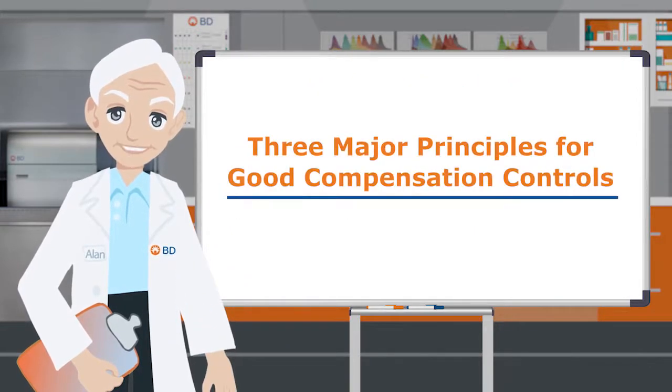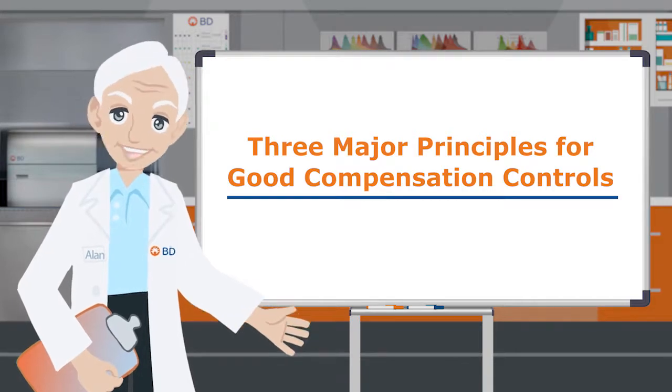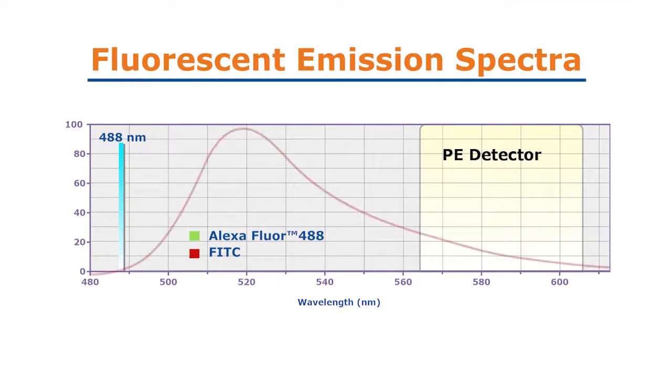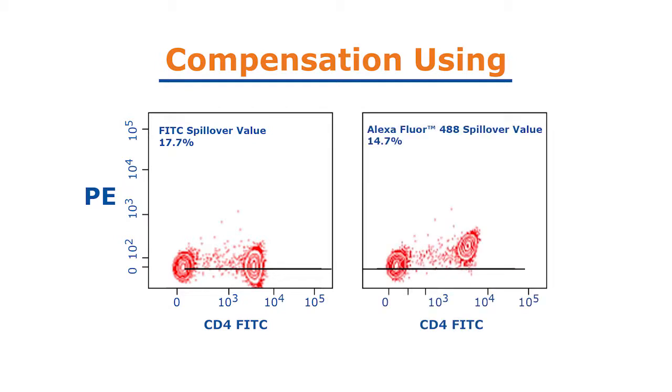Here are three major principles for good compensation controls. First, the fluorescence spectrum of the compensation control reagent must be identical to the reagent used in the experiment. Even similar fluorochromes such as FITC and Alexa 488, seen here, have slightly different emission spectra, which leads to different spillover values. As shown in this example, this means that FITC spillover values are appropriate for the FITC dye, while using the Alexa Fluor 488 spillover values will lead to undercompensation for that same reagent.